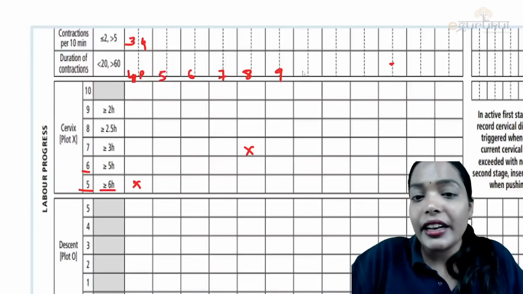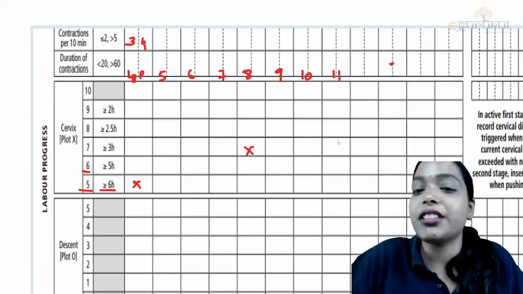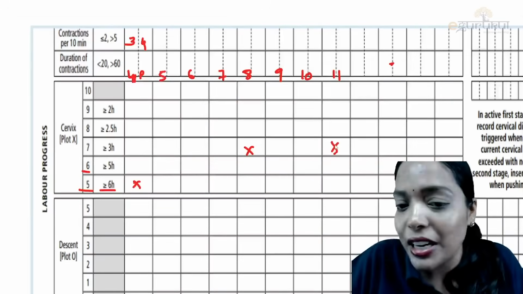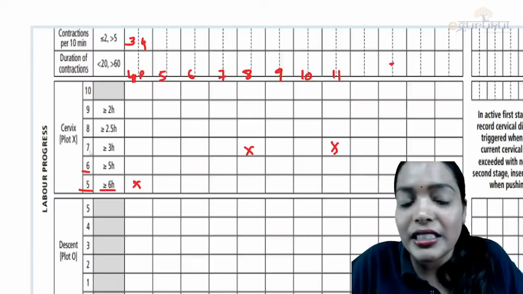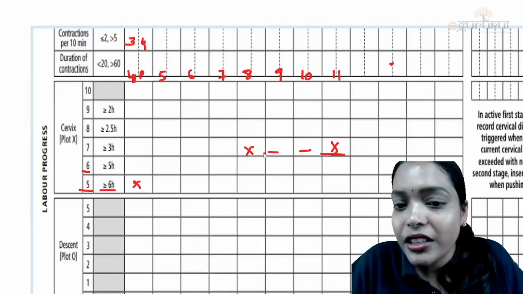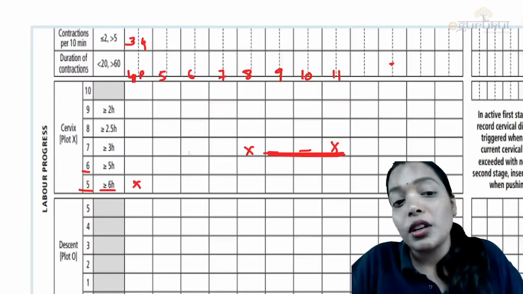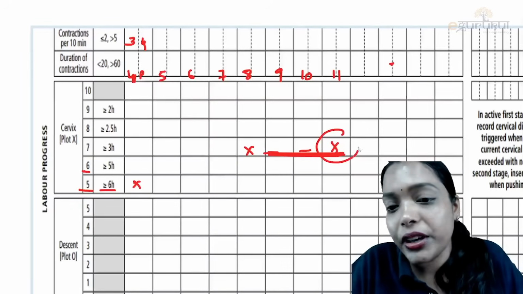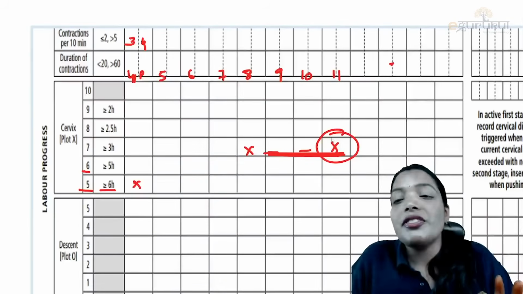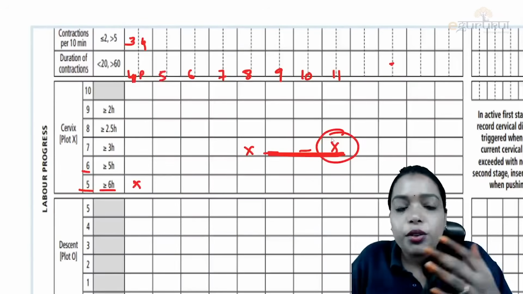At 11 p.m., if I did a PV and she's still at 7 centimeters dilatation, she remained at 7 for more than or equal to 3 hours. So now it is an alert, and I probably need to do something for that according to my guidelines. Understood, guys? Did you understand?